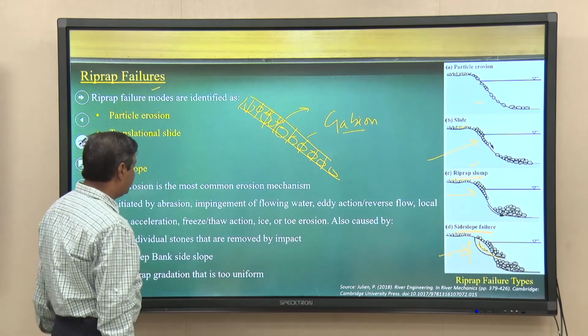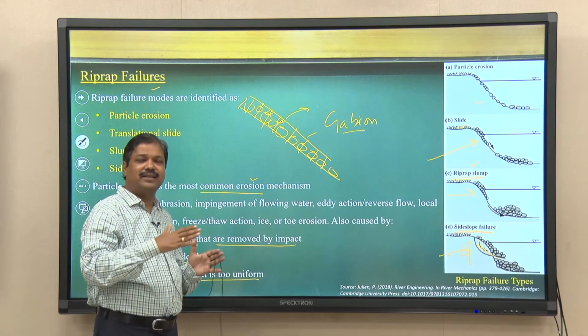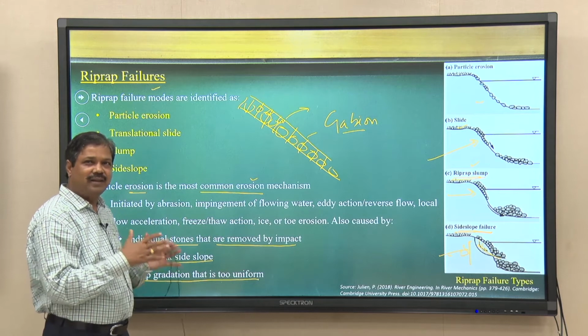That is the point. And if you look at that, particle erosion is the most common erosion mechanism, but we try to avoid it nowadays, because you have the Gabion mattress concept. That is where the individual stones are removed by the impact, the steep bank side, and riprap gradation that is too uniform. The riprap should have gradations, it should not be of uniform size. That is what we discussed in the last class.